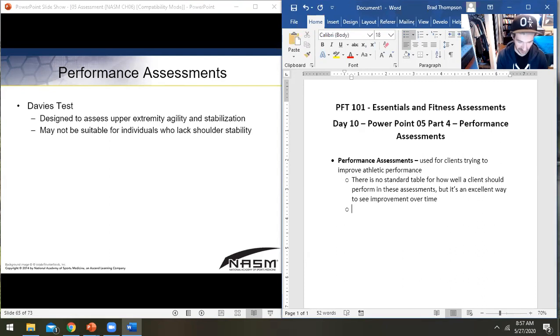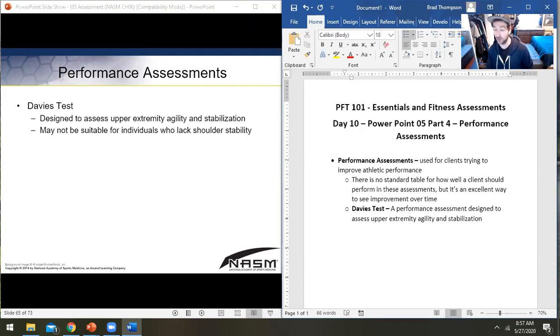So the first one, the Davies test, is, and this is the sentence you'll want to have in your head, because this is how they often word it, a performance assessment designed to assess upper body, well, I guess upper extremity, agility and stabilization. Okay. So the real big one here actually is agility. That's often the word that they'll skip straight to.